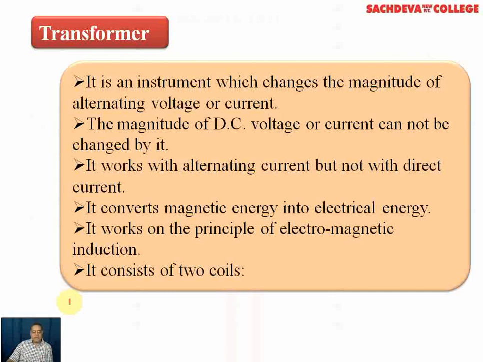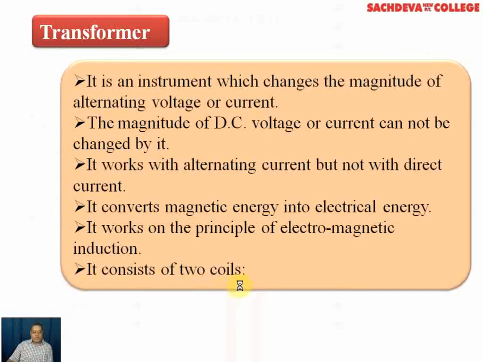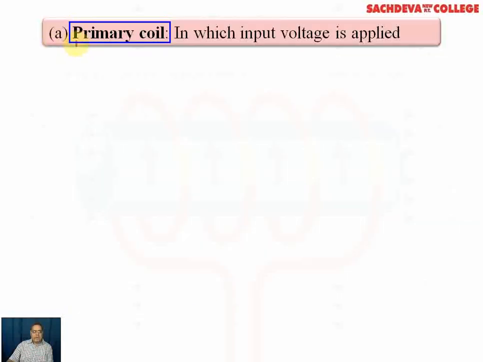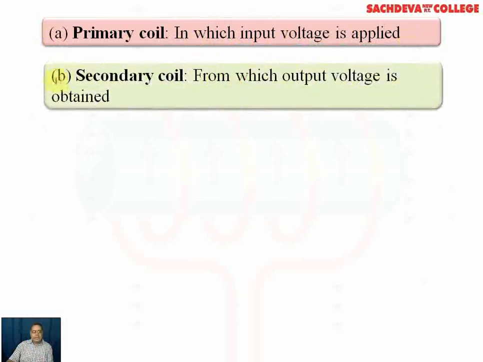Moreover, the transformer is made up of two coils. It consists of two coils: the primary coil, in which the input voltage is applied in the form of AC, a sine graph or sine curve, and the secondary coil, from which the output voltage is obtained, which will also be in sine form.